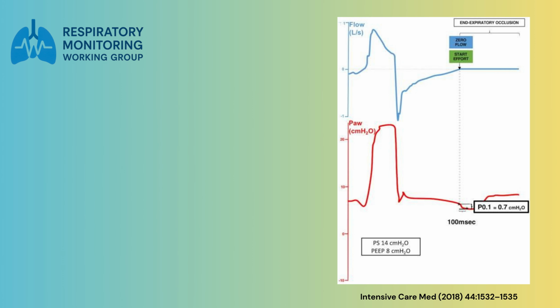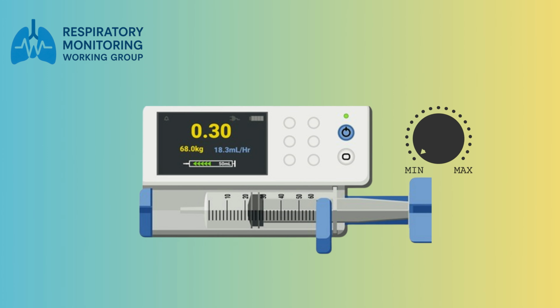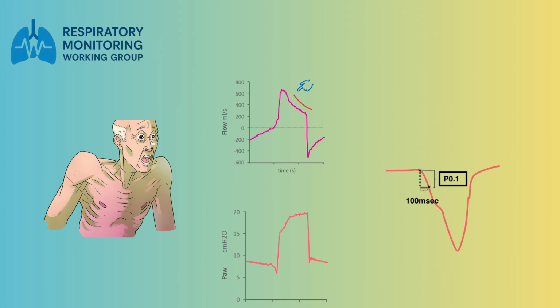In this case, the patient is on pressure support ventilation, with a pressure support level of 14 and a PEEP of 8. When an expiratory occlusion was performed, the measured P0.1 was 0.7, suggesting decreased respiratory drive and low patient effort. In this situation, the operator should decrease the pressure support level to reduce overassistance and restore a more appropriate patient effort. Additional consideration should be given to reducing sedation, when appropriate. The patient's effort, waveform pattern, and P0.1 should then be reassessed to confirm improvement.